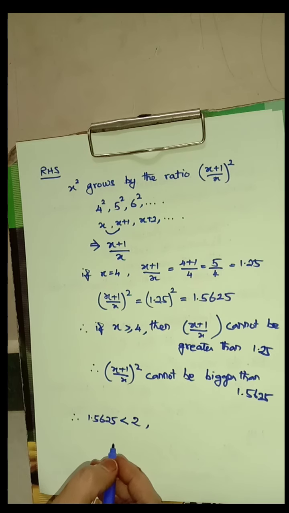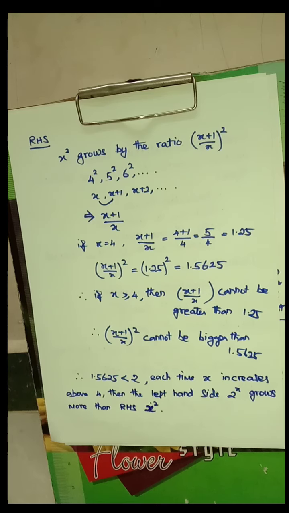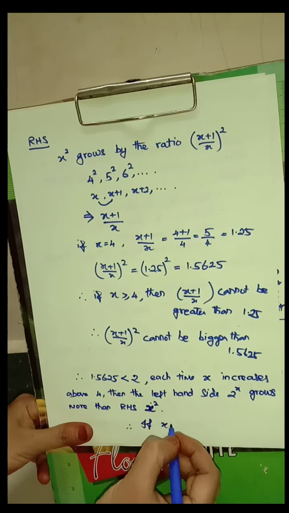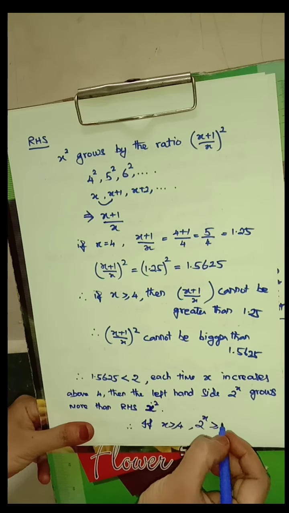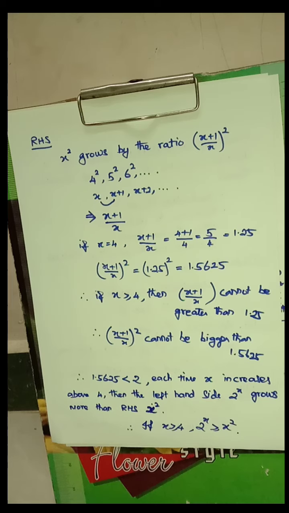So each time x increases above 4, the left hand side 2 power x grows more than the right hand side x square. So we can conclude that since 1.5625 is less than 2, each time x increases above 4, the left hand side 2 power x grows more than the right hand side x square. So from this we can conclude that if x is greater than or equal to 4, 2 power x is greater than or equal to x squared. So the statement is proved by using deductive proof method.